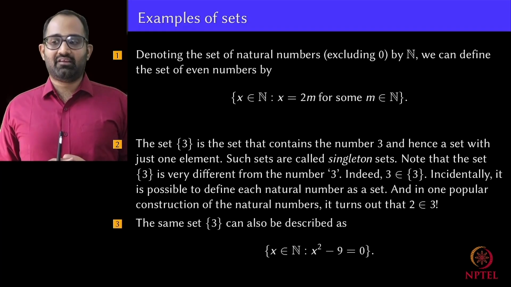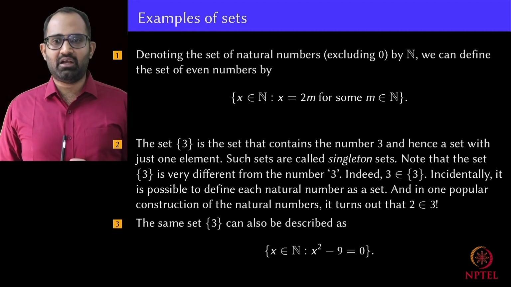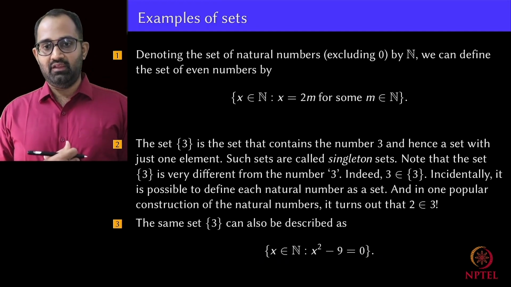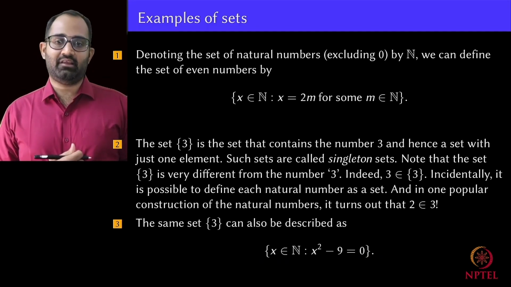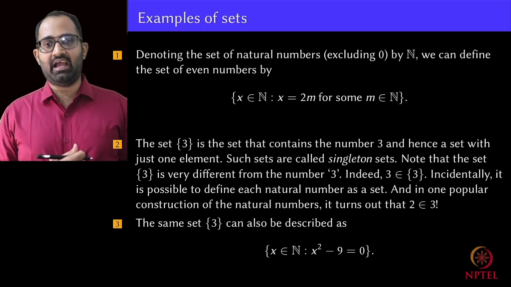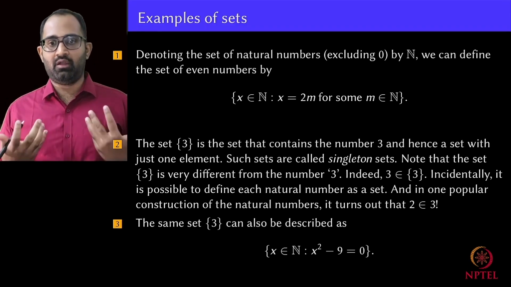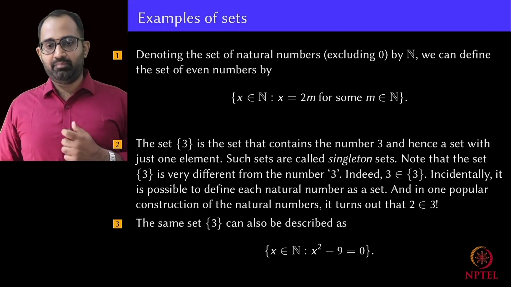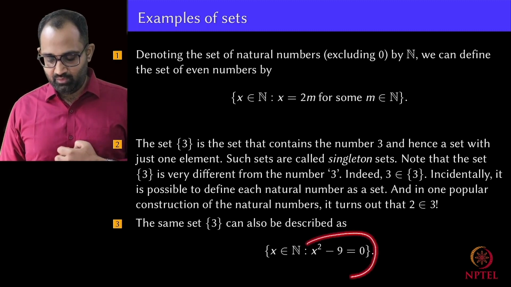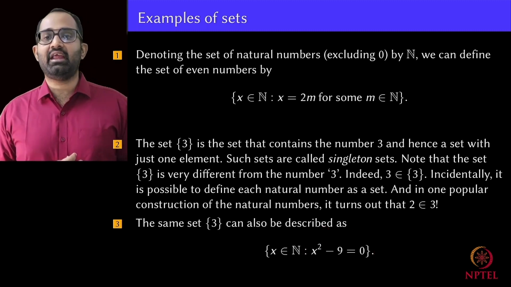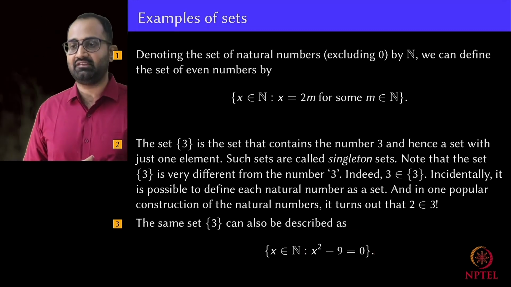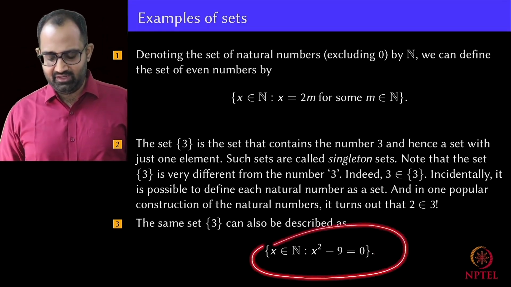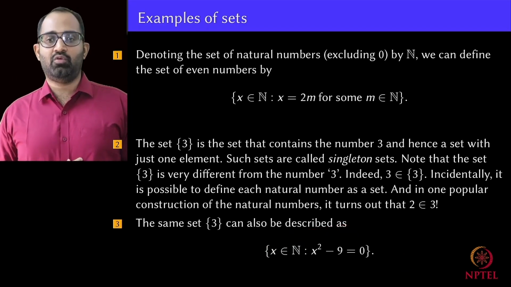Now, let me describe the set {3} in a much more complicated way. x in the natural numbers such that x squared minus 9 equals 0. Remember, the natural numbers do not include the negative numbers. Those are called integers. So it is precisely those solutions of the equation x squared minus 9, and the only natural number solution for x squared minus 9 equal to 0 is the element 3. So this is the same singleton set {3} described in a much more complicated way.